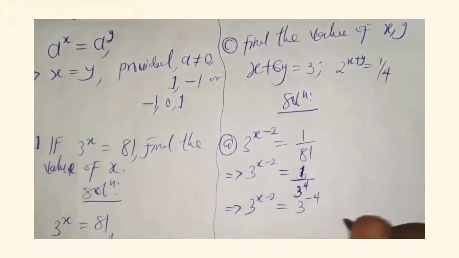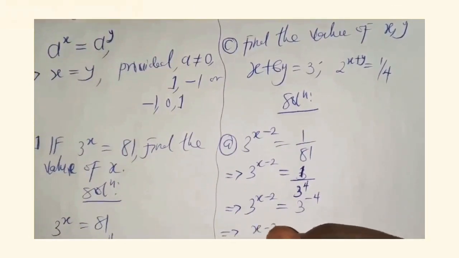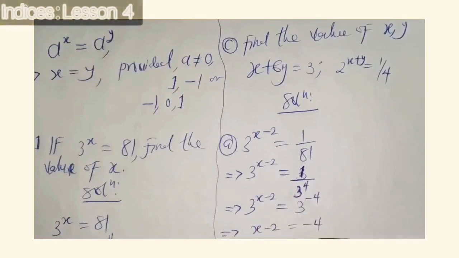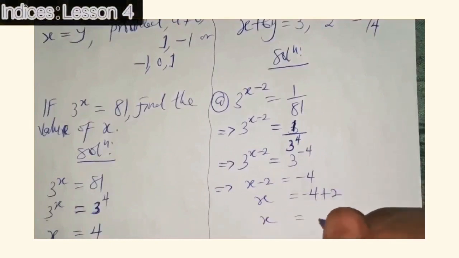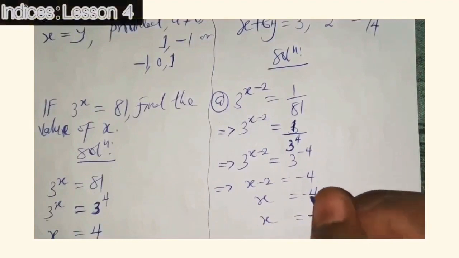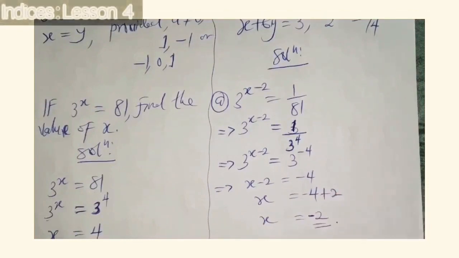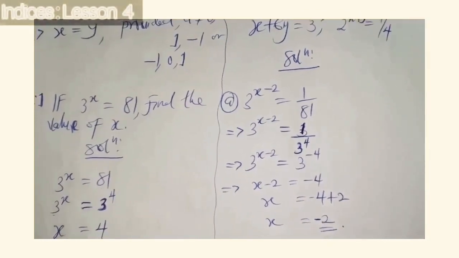Alright, so once the bases are equal, I can say that x minus 2 is equal to negative 4. So x is equal to negative 4 plus 2. Sorry, remember it is negative 4, so when I add 2, it becomes negative 2. I hope everybody is okay and everything is going well.